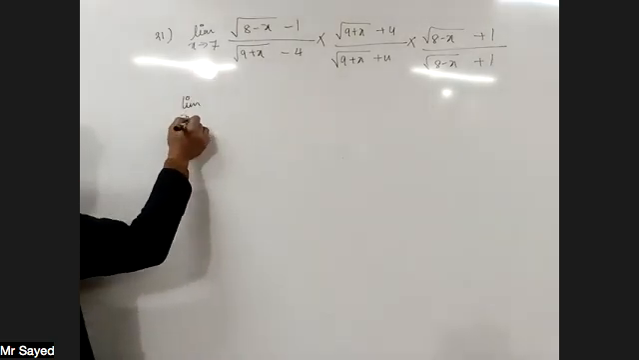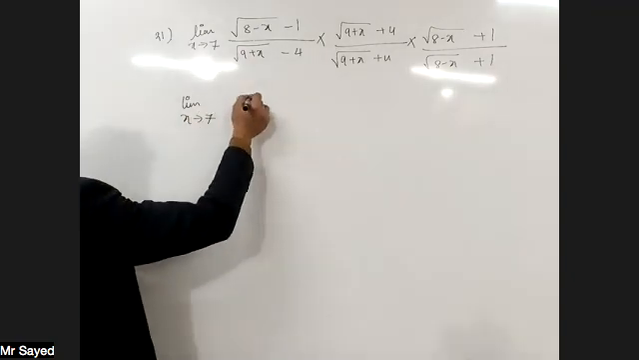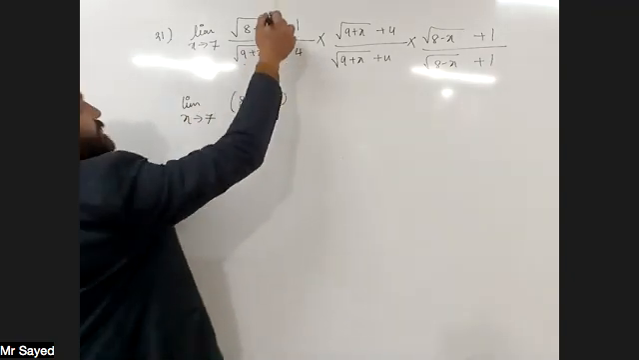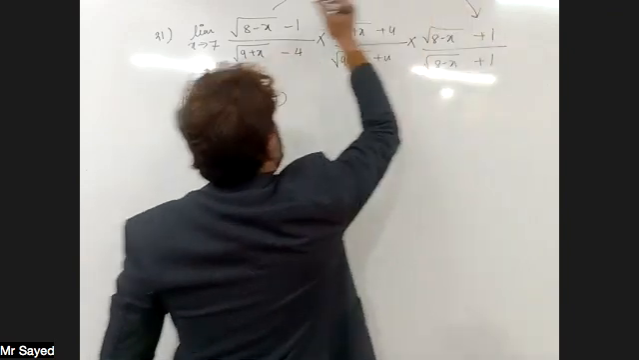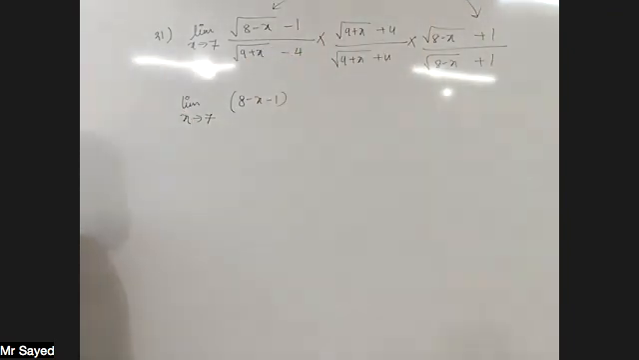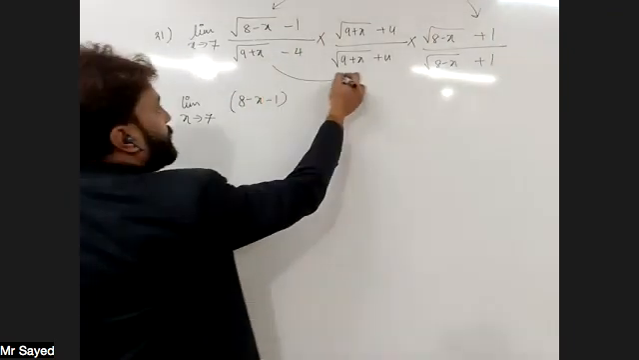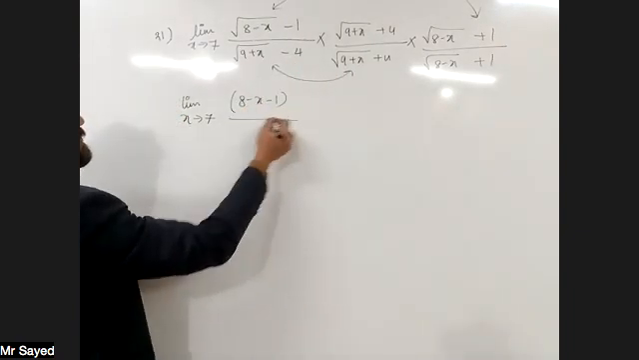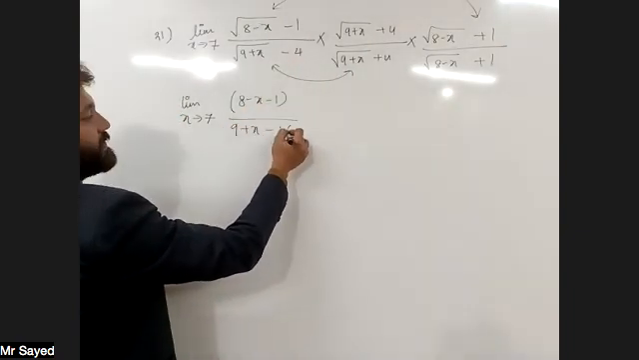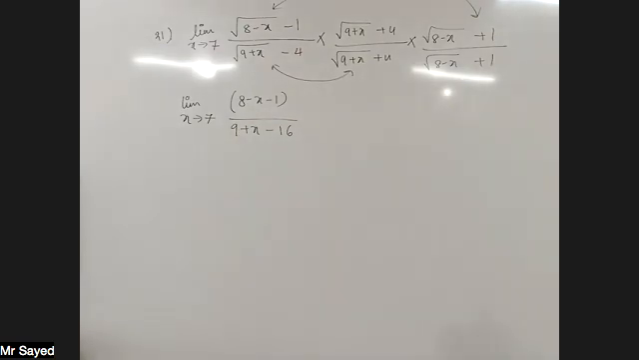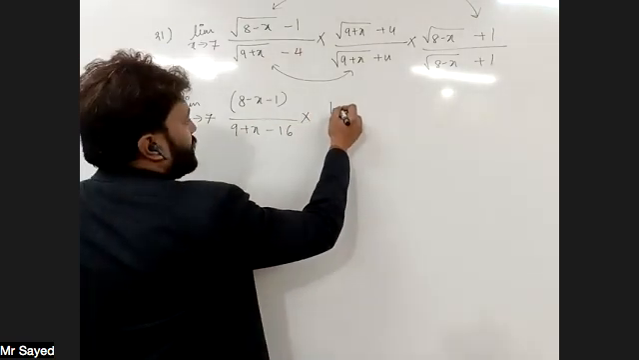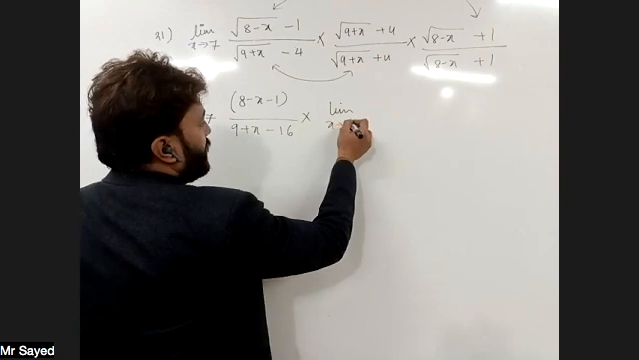So this is limit x tends to 7, 8 minus x minus 1. See, we've multiplied these two. Middle wala part, wo as it is. And here we'll multiply these two. So this will be 9 plus x minus 16. Right? Now whatever is left, that we will write separately.